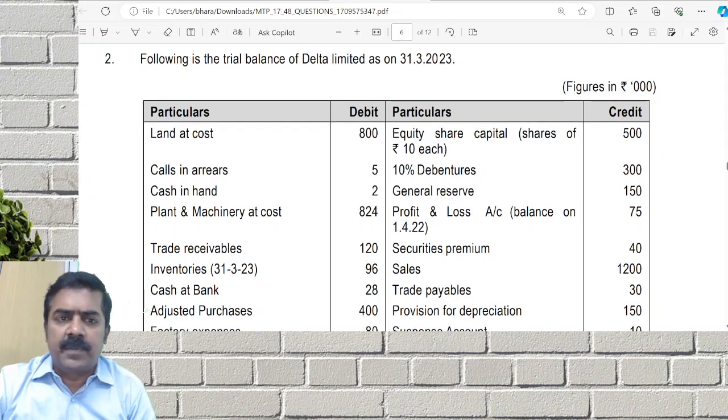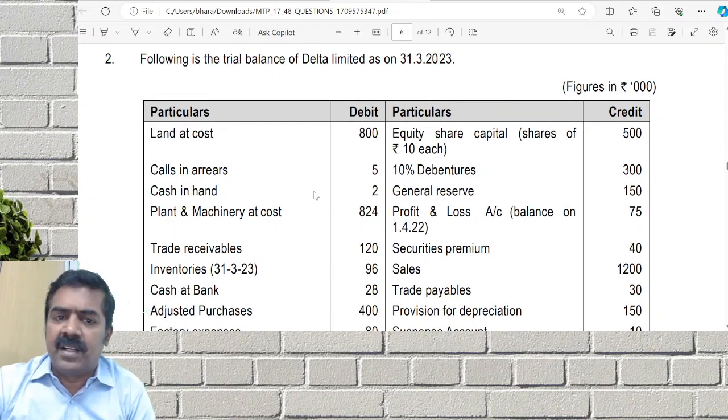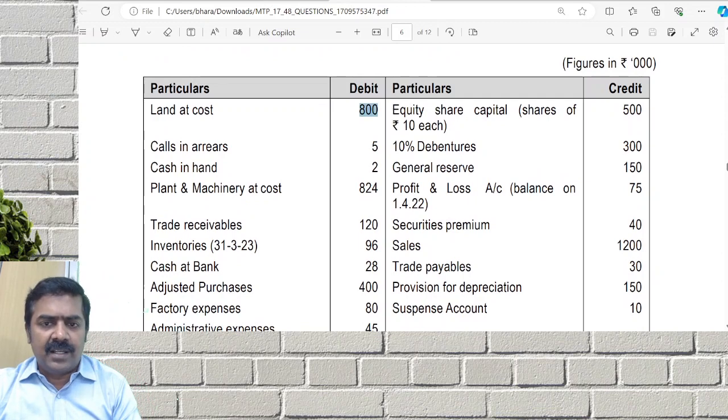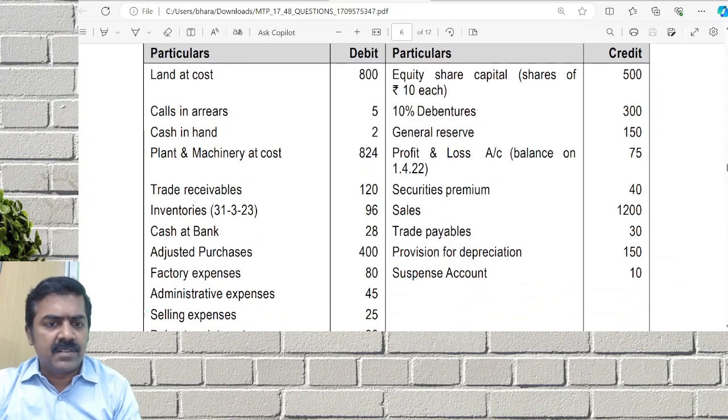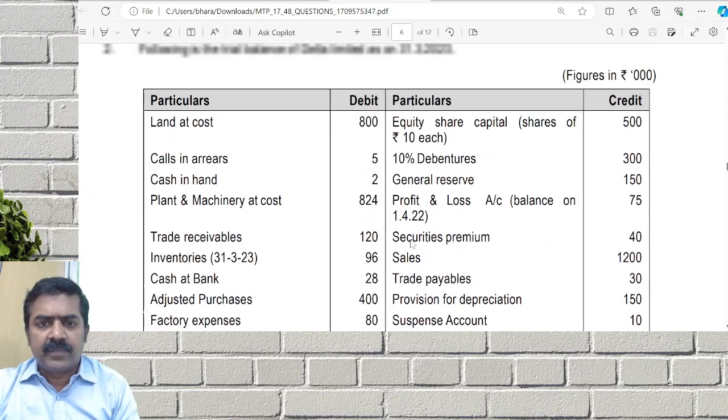This is model test paper, question number 2. Balance sheet of trial balance of Delta Limited is given to us. Land at cost, calls in arrears are given. Share capital is 500,000, in which there are calls in arrears. Cash in hand, plant and machinery cost is given. On the credit side, provision for depreciation is given, so 824 minus provision for depreciation will give us the balance. Trade receivable, inventories, cash at bank, purchases adjusted, factory, administration and selling expenses, debentures are given. Question is this.